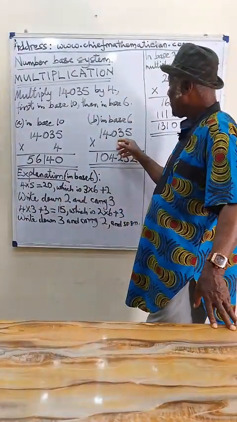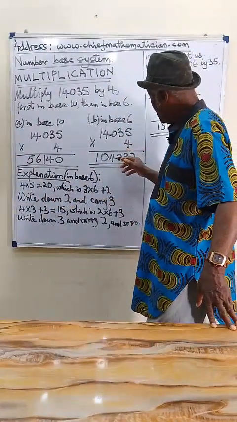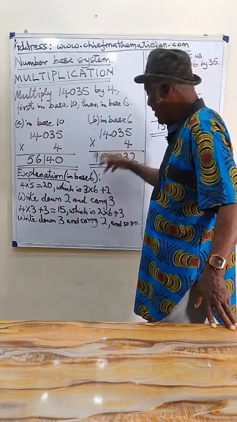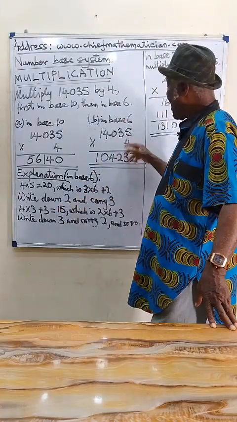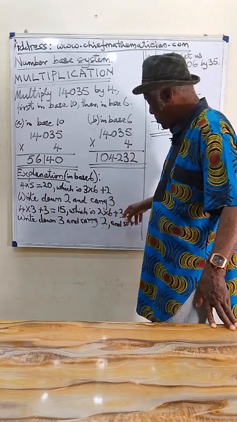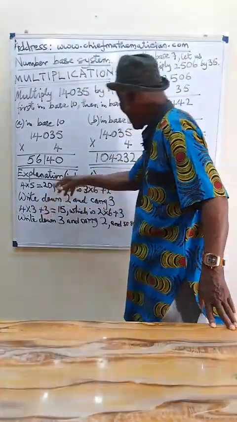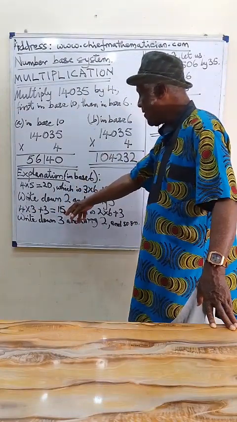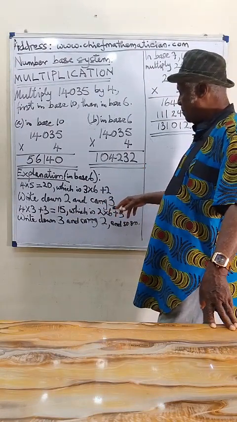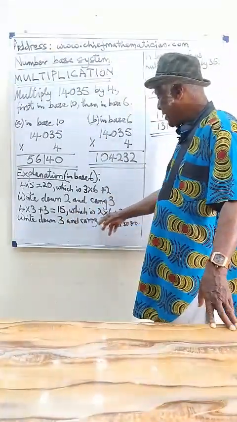4 times 3 will give you 12 plus 3, because the 3 you carried, for this 3, you are going to get 15. Remember that here, you wrote down 2. This 3 you have to multiply by 4 and add the 3 you have there to get 15. 15 is 2 times 6 plus 3. So you write down the 3 and carry 2.